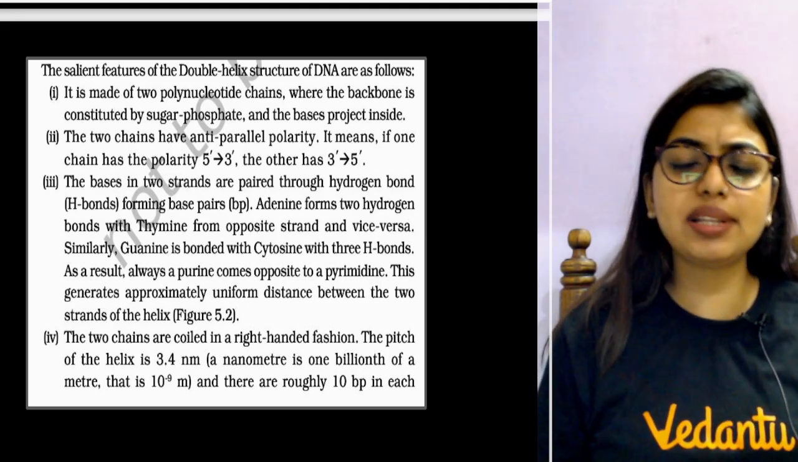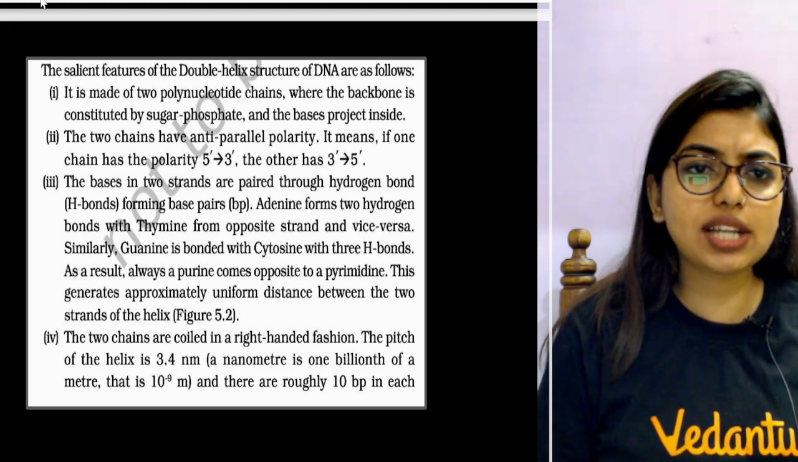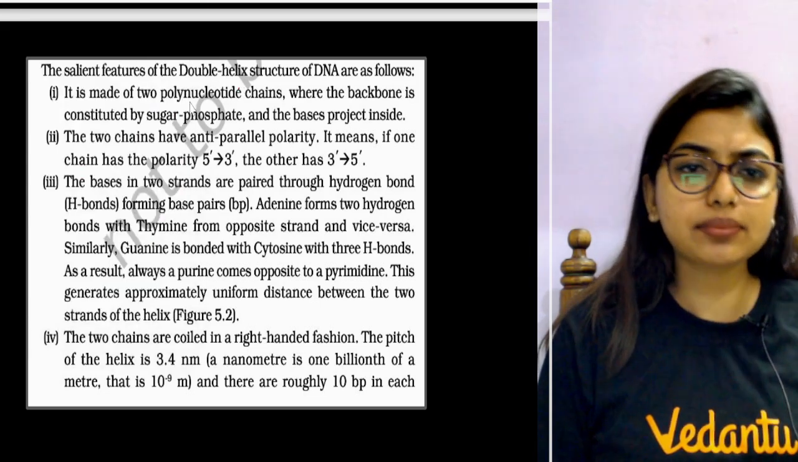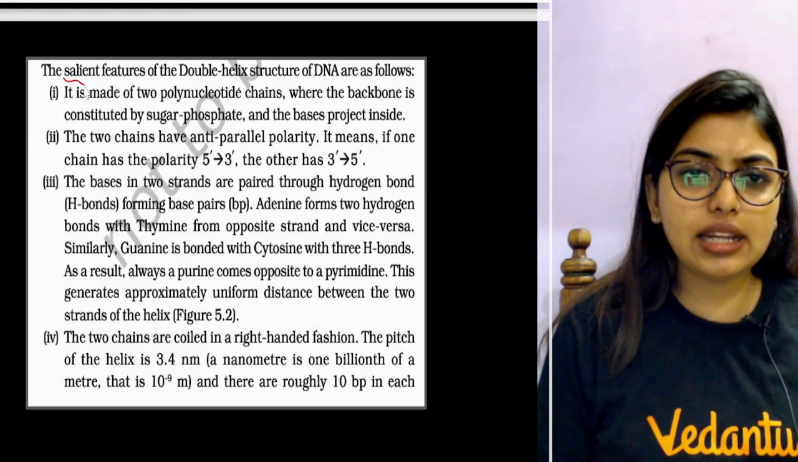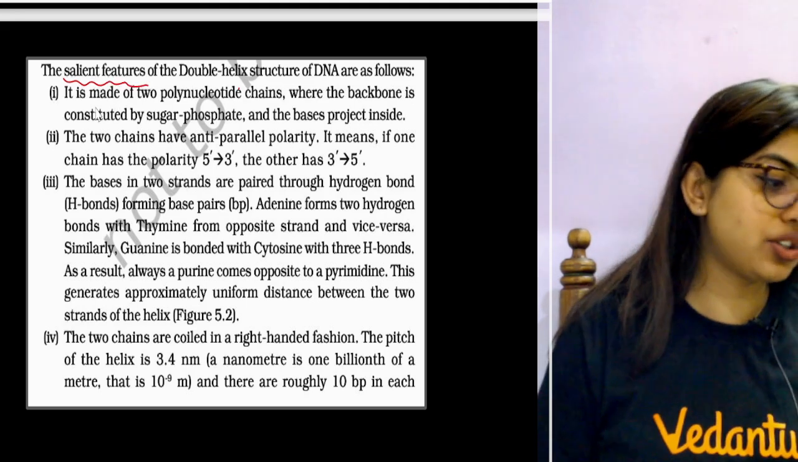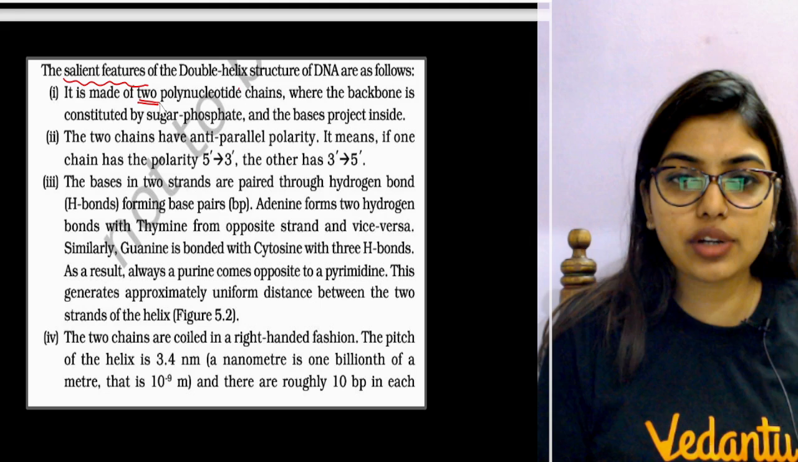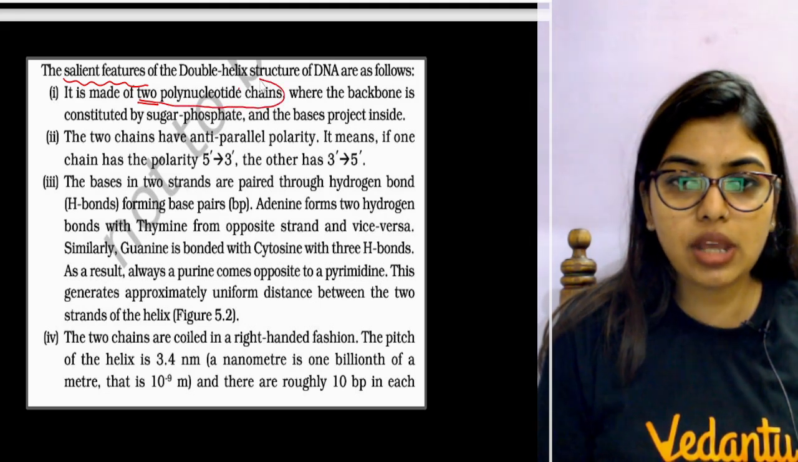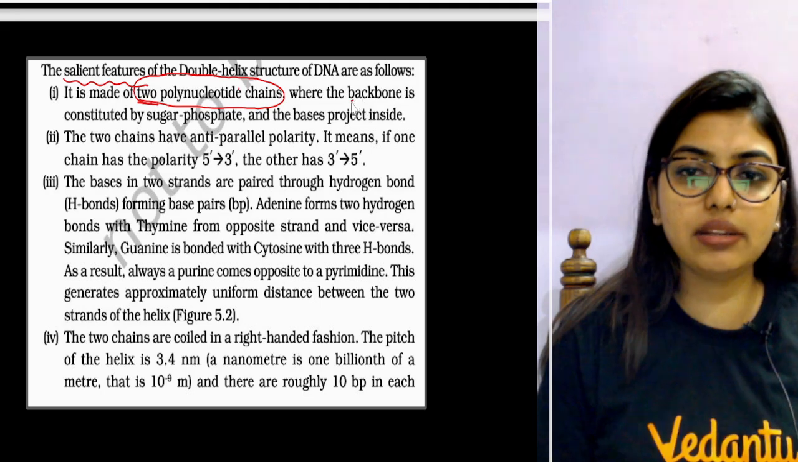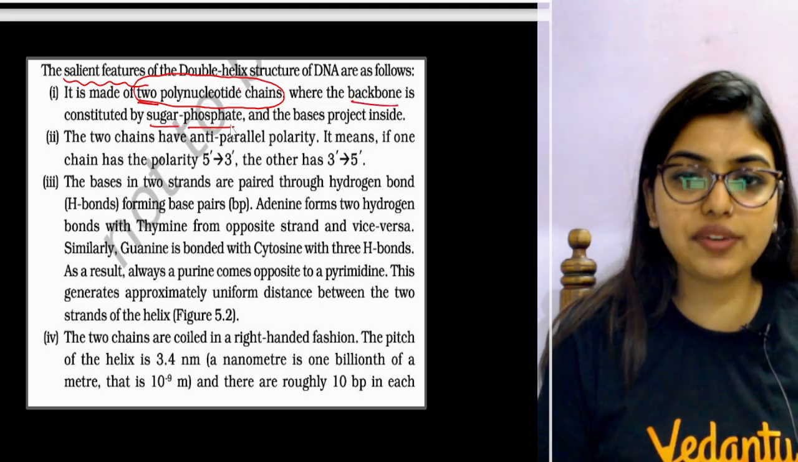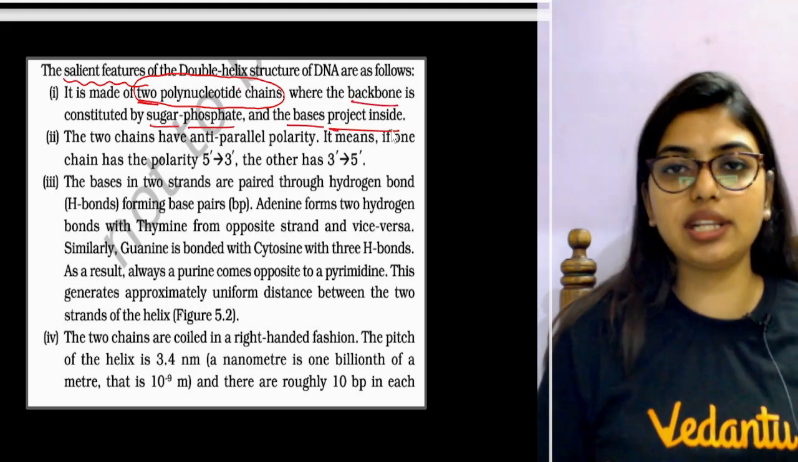Let's see the salient features of the double helical structure of DNA. It is made up of two polynucleotide chains. Many nucleotides combine to form a polynucleotide chain, where the backbone is going to be sugar and phosphate, and the bases are going to project inside.